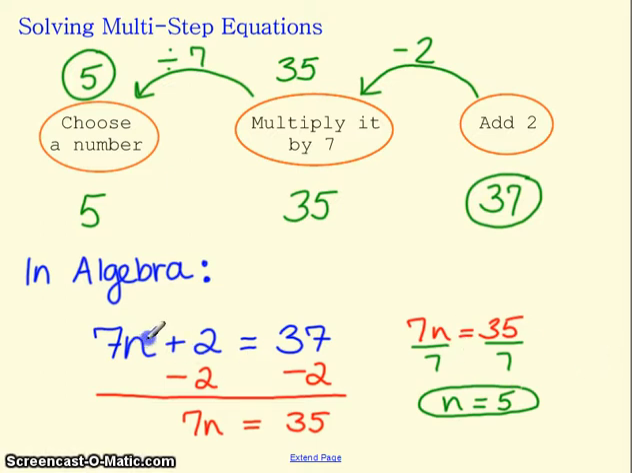We're saying, well, the last thing that happened to n was that we added 2, so the first thing I'm going to do is subtract 2. The next to last thing that happened to n was that it was multiplied by 7, so the last thing I'm going to do to the 7n equals 35 is divide. So we're working backwards. Let's apply this to a regular equation.